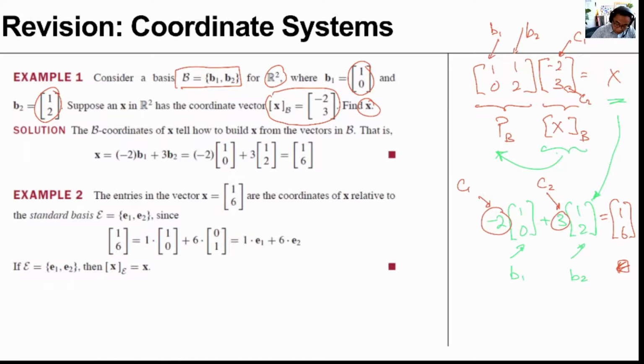So what is (1, 6)? (1, 6) is x, and x is a vector belonging to R2. Then you will be thinking (1, 6) must be with respect to something, right? Because these are coordinate vectors. (1, 6) is with respect to something called the standard basis, because the standard basis E1 and E2, this is E1, this is E2, and let's describe the standard basis.